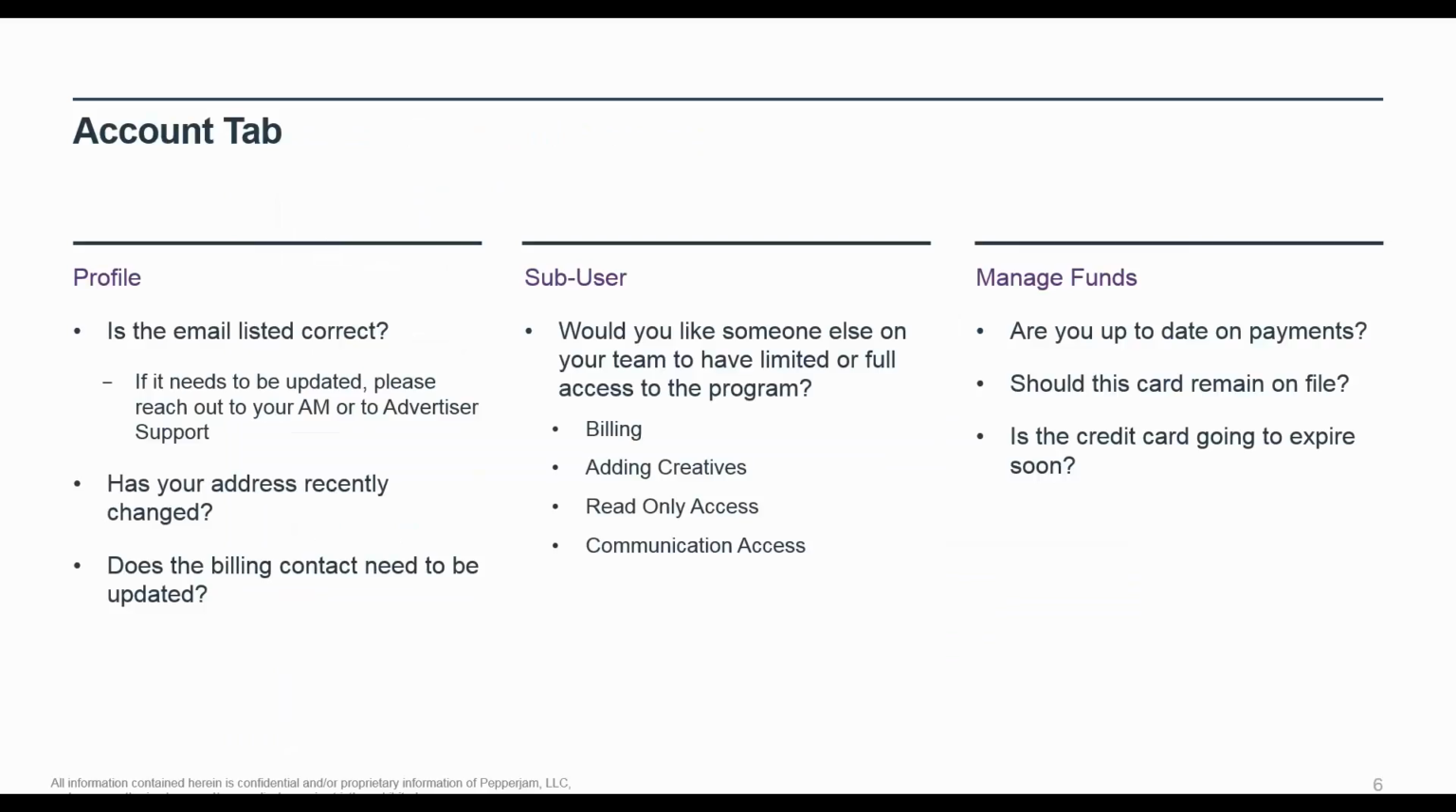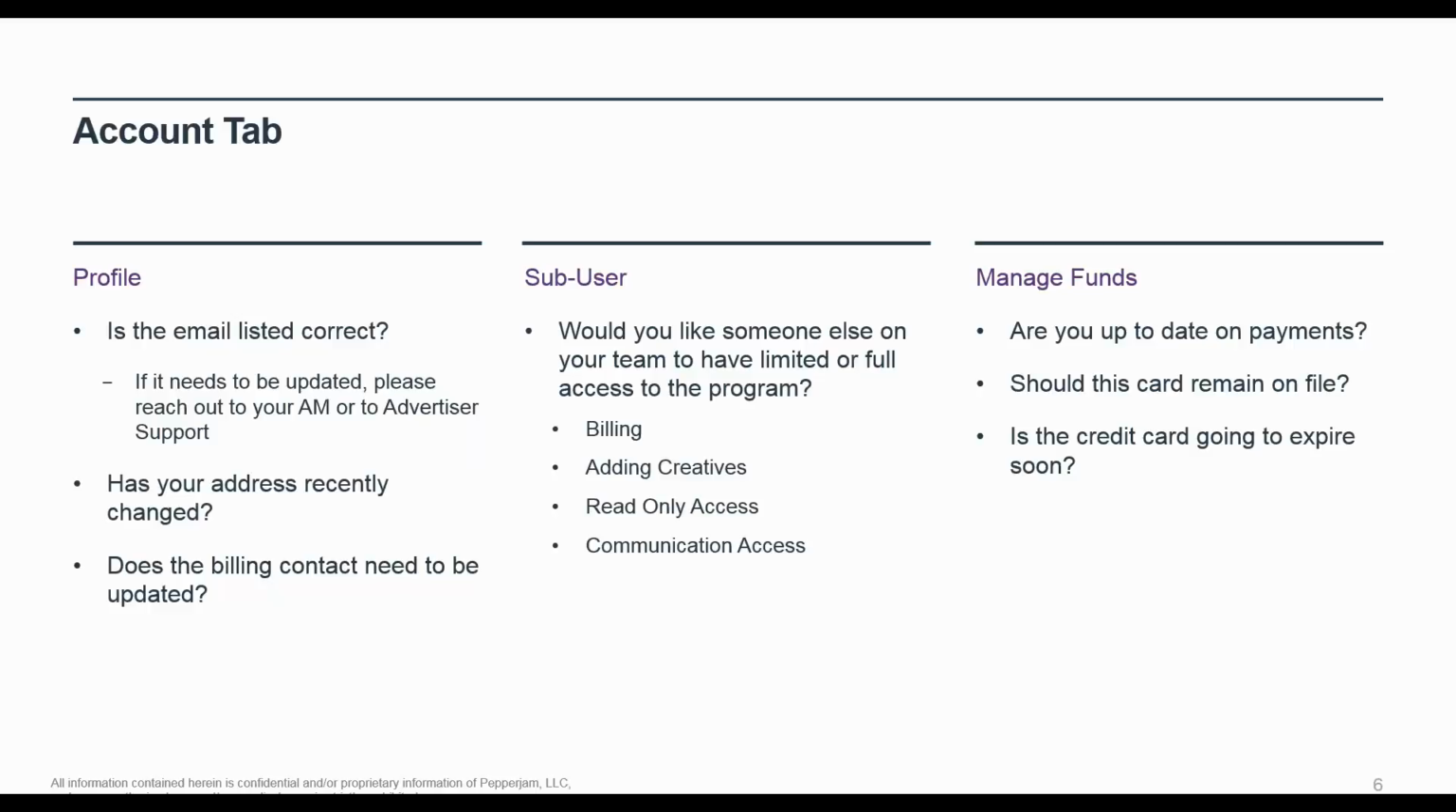We're first going to take a look at the Account tab. When reviewing this tab, you want to review the Profile, Sub-User, and Manage Funds sections. Under the Profile section, you first want to check the email associated with the account. Is this email correct and valid? This is the email that publishers will use should they need to contact you. It is also the main login to the account and the email that receives network communications.